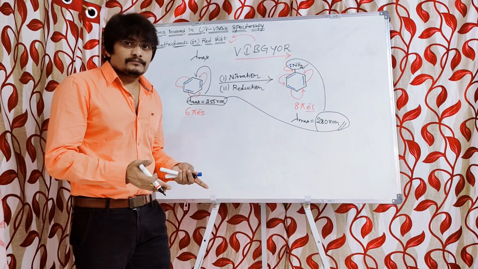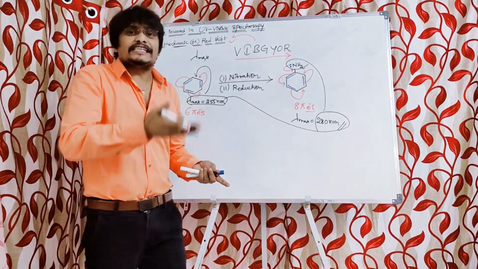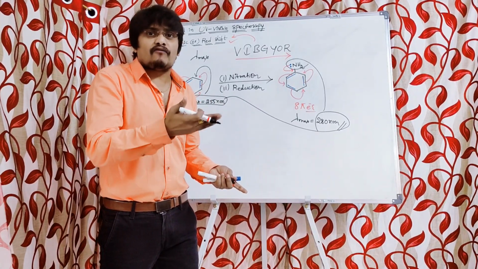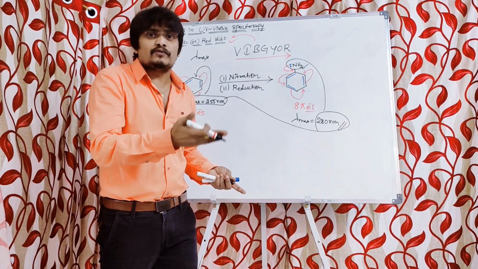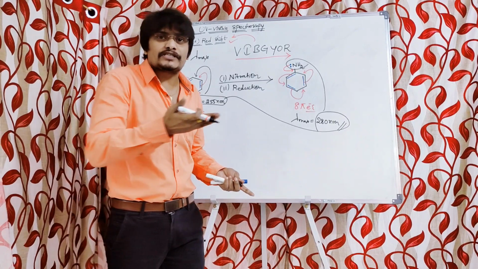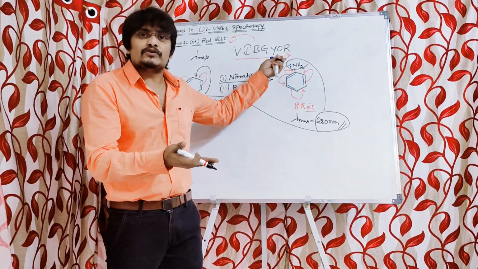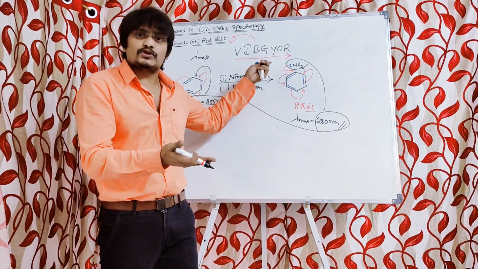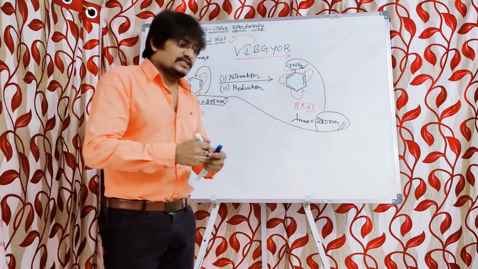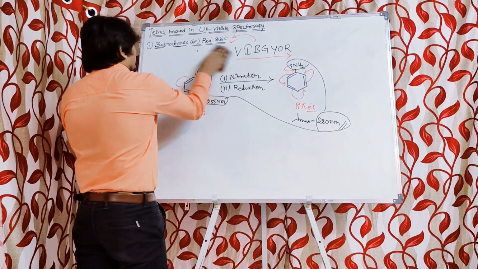So what happened here? The absorption maxima has been shifted towards longer wavelength. This effect, by virtue of which the absorption maxima of an unsaturated molecule shifts towards the longer wavelength, is called bathochromic shift. And shifting towards longer wavelength means it is shifting towards red color. Since it is shifting towards red color, this bathochromic shift is also called a red shift. So this is about the first shift, bathochromic or red shift. I hope you understood this.